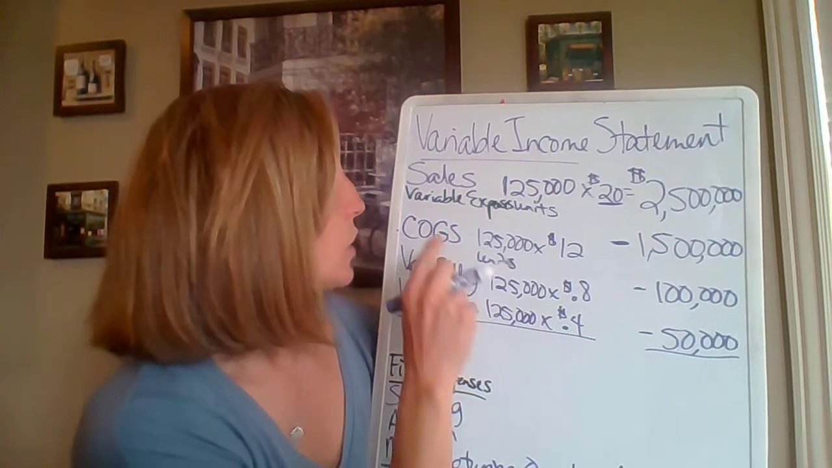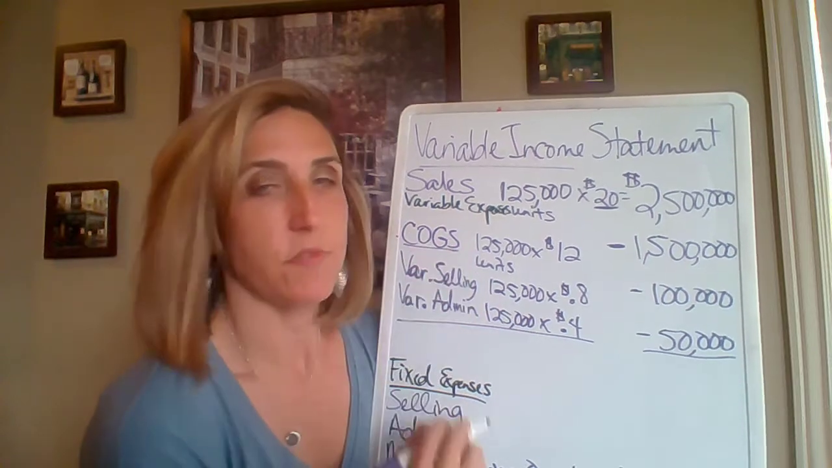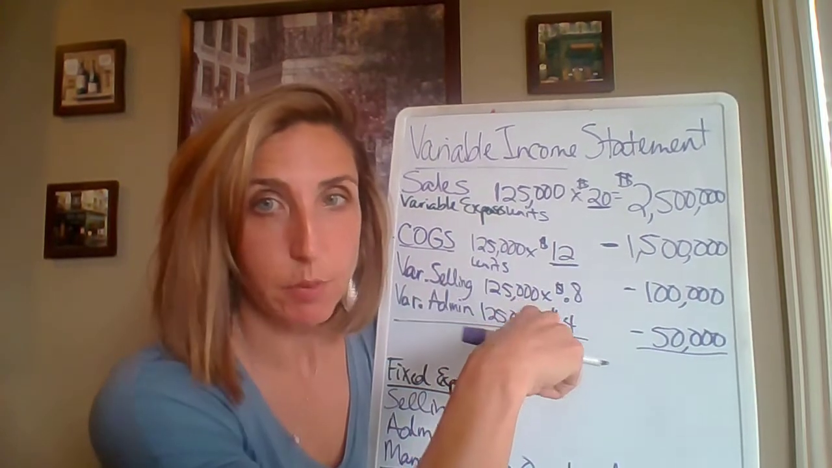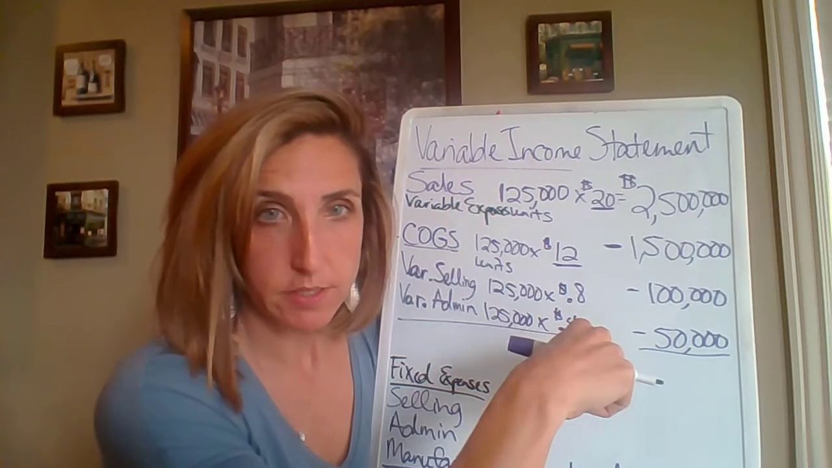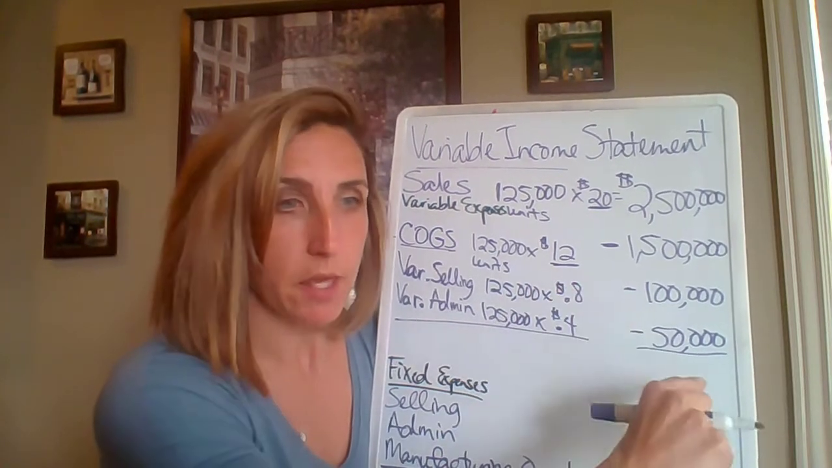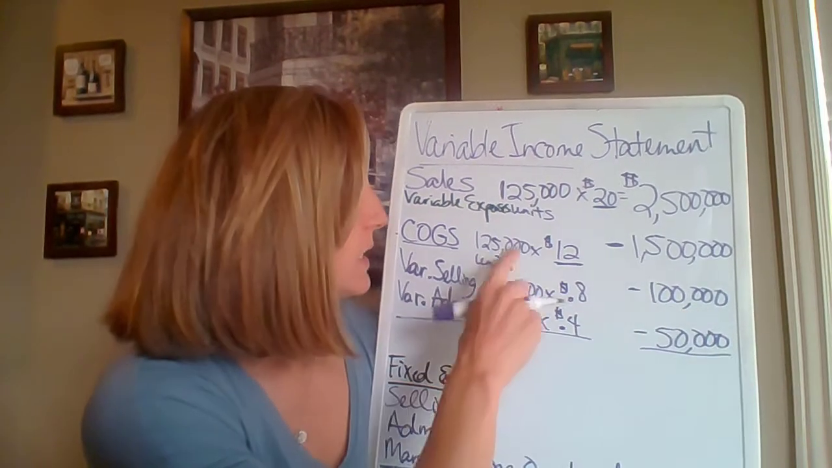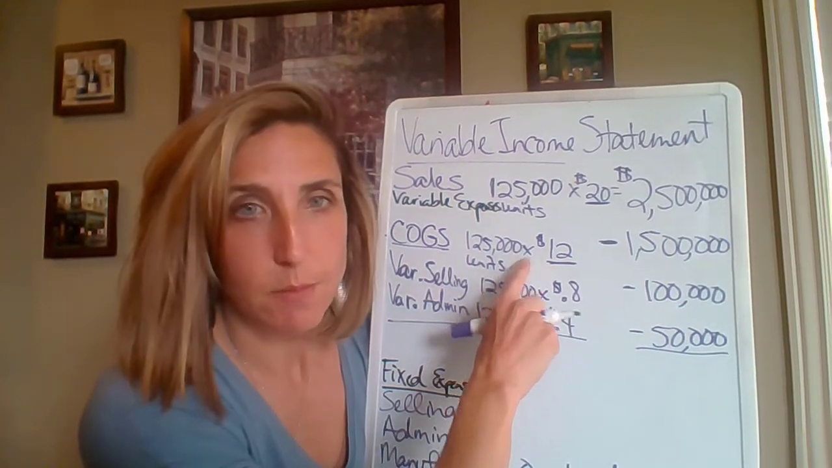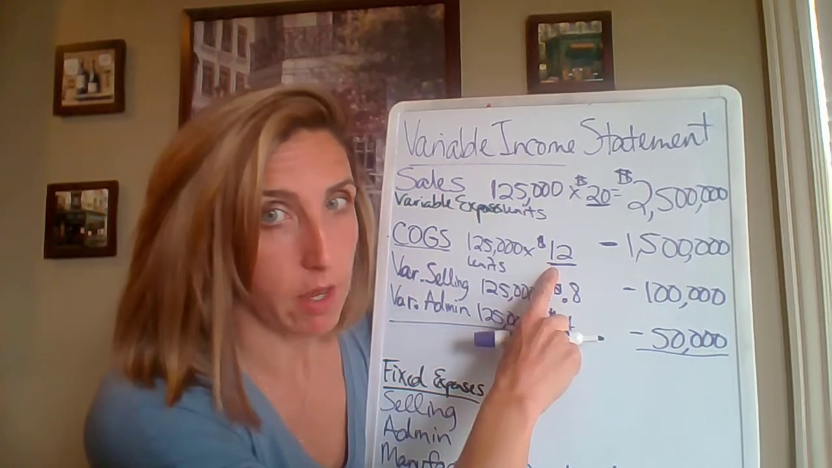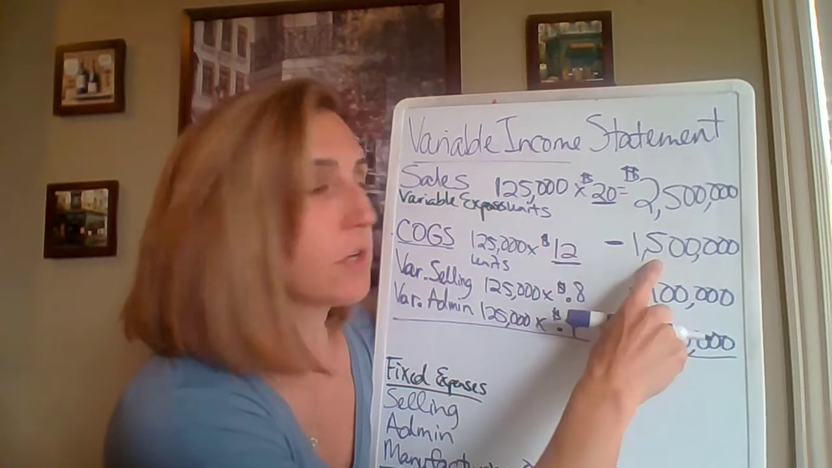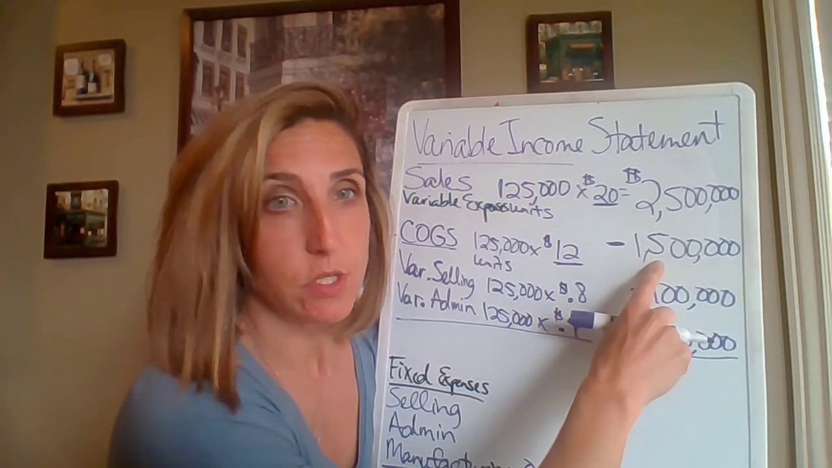Now your variable income statement always segments your cost into variable cost at the top and fixed expenses at the bottom. So cost of goods sold is always variable. We will take that initial $12 per unit that we calculated previously on the product cost. The per unit variable product cost includes materials, labor, and variable overhead. So we're going to take the 125,000 units and multiply it by the per unit product cost, and we're going to find out your cost of goods sold is $1.5 million.